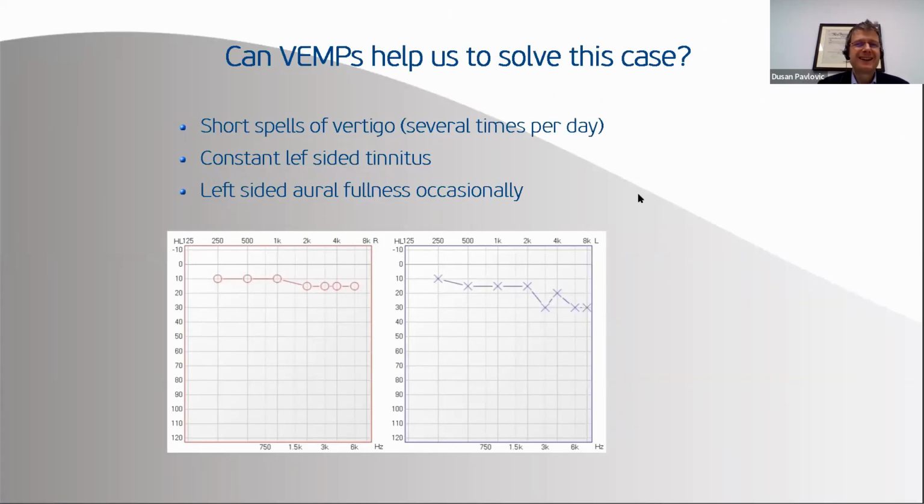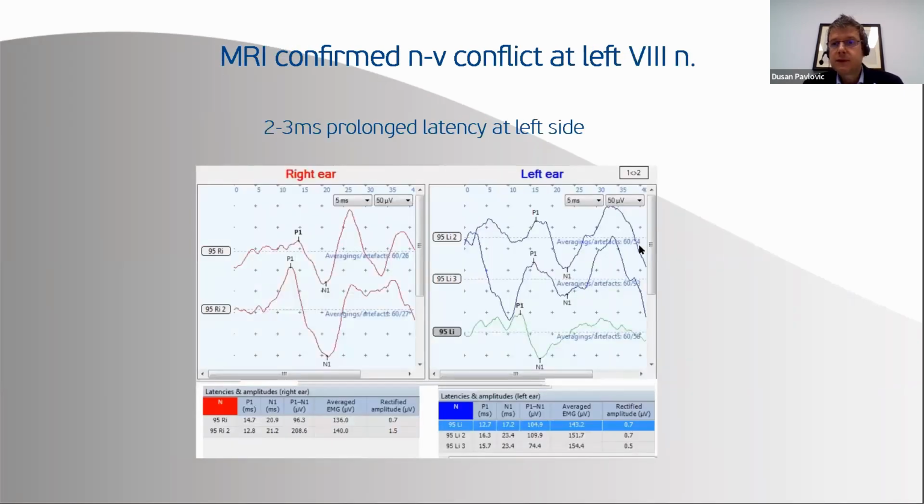One more case. This patient complains of short spells of vertigo, repeating several times per day, and a constant feeling of tinnitus on the left side. Also, left-sided aural fullness from time to time. The audiogram is pretty much normal, without significant asymmetry. And what should we suspect, what do you consider, with short spells of vertigo lasting a couple of seconds, frequently during the day? Vestibular paroxysmia.